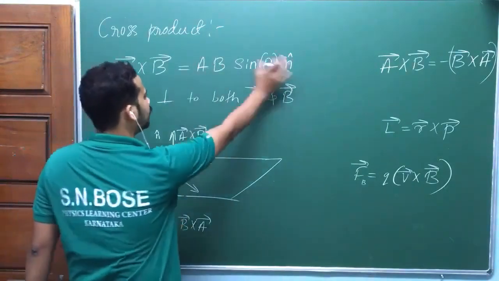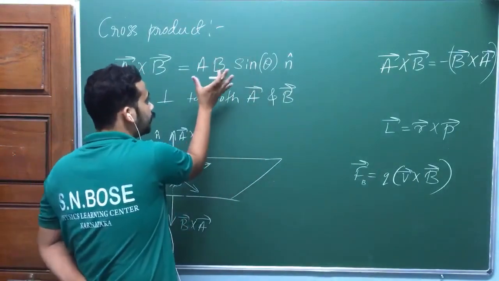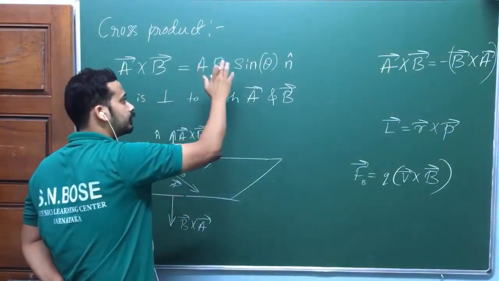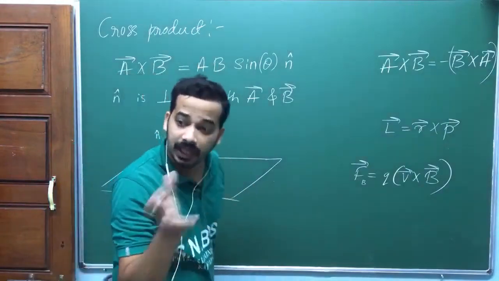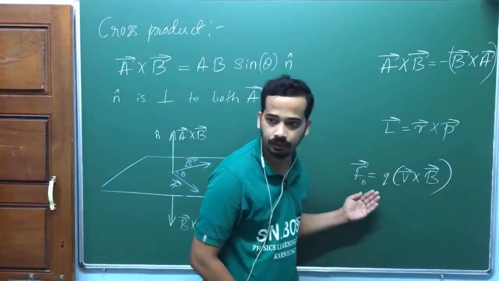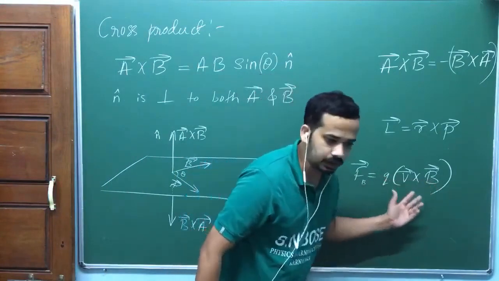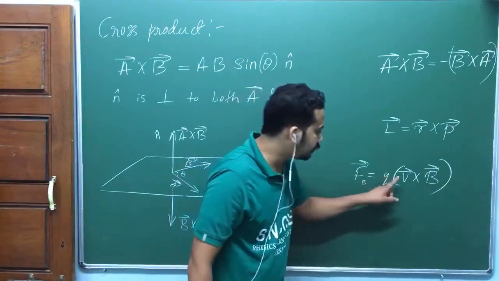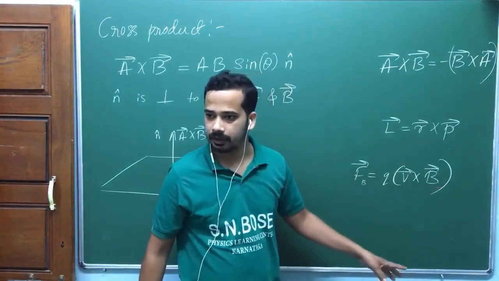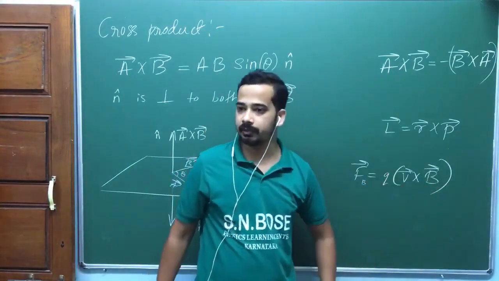Again, forget about scalar. Yeah, the scalar part is also very important. It depends on the magnitude of A, it depends on the magnitude of B, and it depends on the sine of the angle between them. That is how this force varies. This force depends on the magnitude of A, the magnitude of B, and the sine of the angle between them.